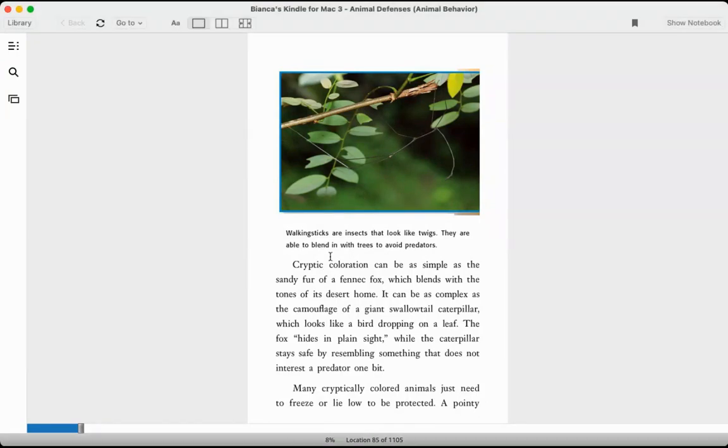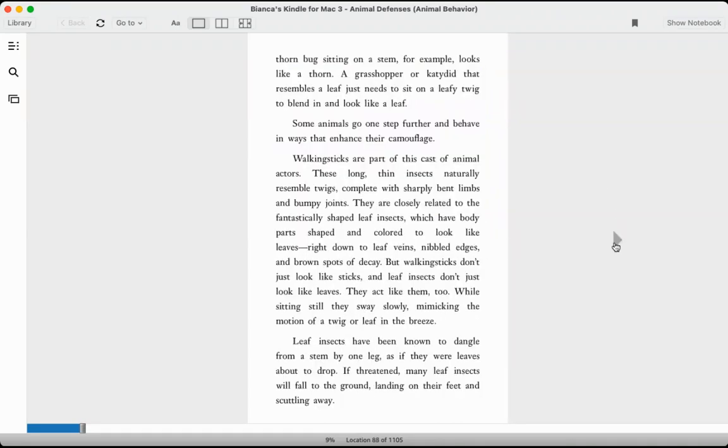Many cryptically colored animals just need to freeze or lie low to be protected. A pointy thorn bug sitting on a stem, for example, looks like a thorn. A grasshopper or katydid that resembles a leaf just needs to sit on a leafy twig to blend in and look like a leaf. Some animals go one step further and behave in ways that enhance their camouflage.